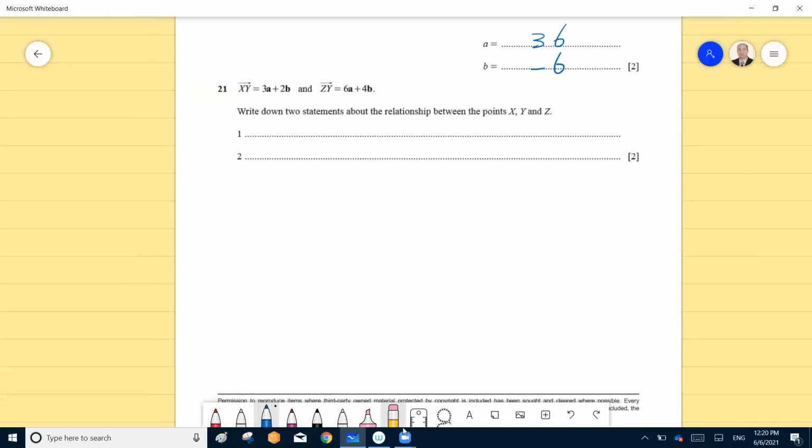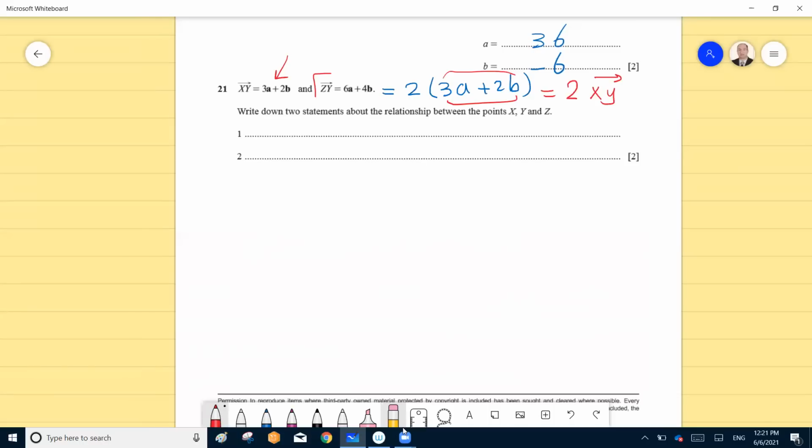Vector XY is 3a plus 2b and vector ZY is 6a plus 4b. Write down two statements about the relationship between the points X, Y, and Z. First of all, vector ZY is 6a plus 4b. Simply, you can take 2 as a common factor to see the remaining amount inside, 3a plus 2b. But 3a plus 2b is the other vector, so I can exchange it and write vector XY instead.